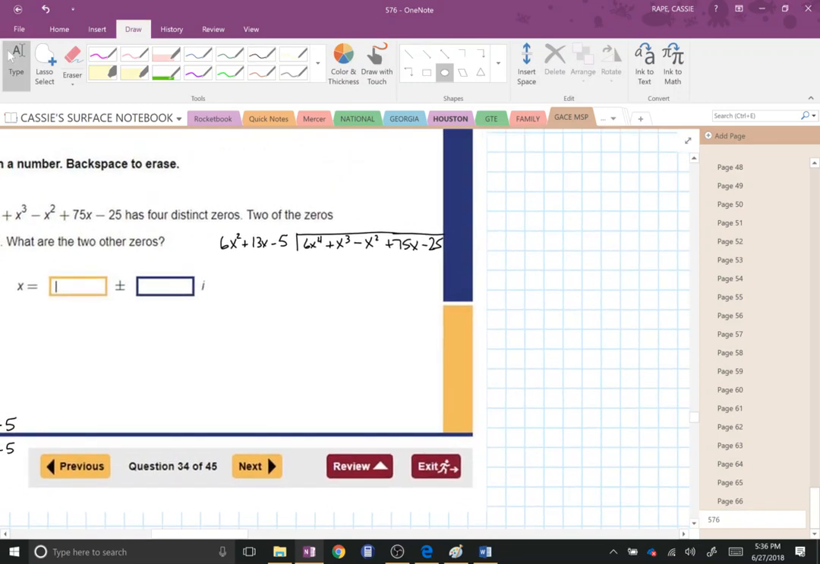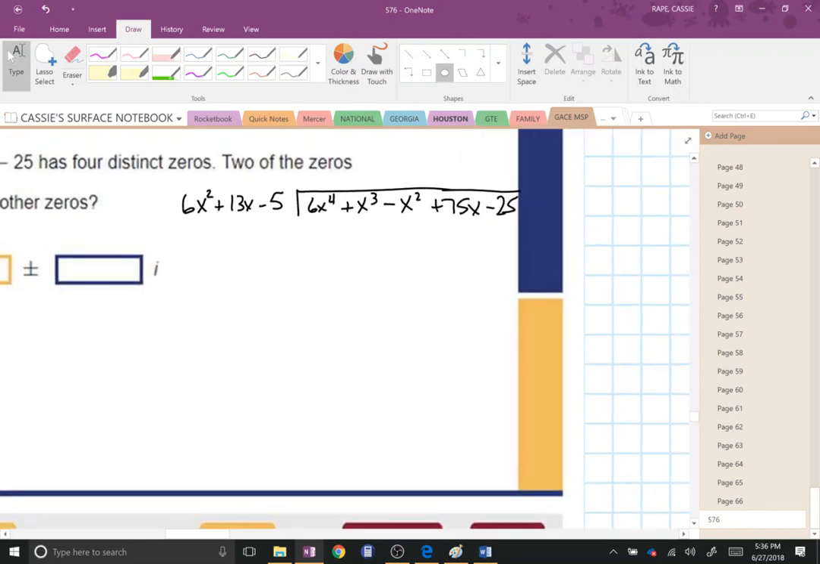All right, I'm going to zoom in on this and just be careful. Kind of like when you're doing division with just numbers, you only really pay attention to the first term. If you have 6x squared and you want to divide it into 6x to the fourth, you wanted to get 6x to the fourth, you'd have to multiply by x squared, correct?